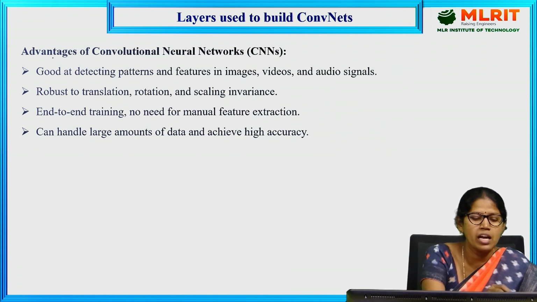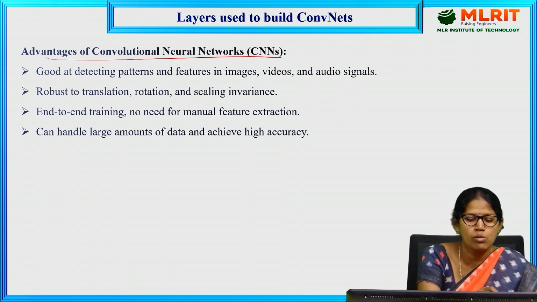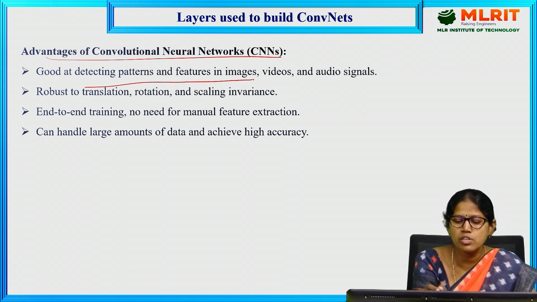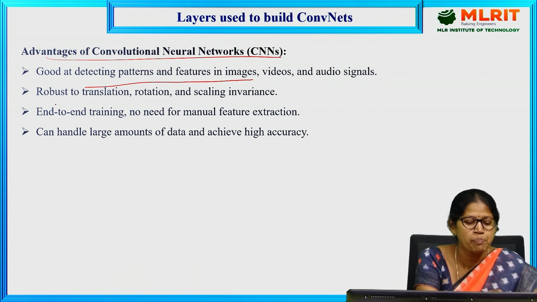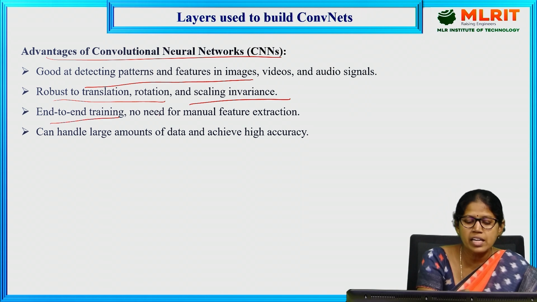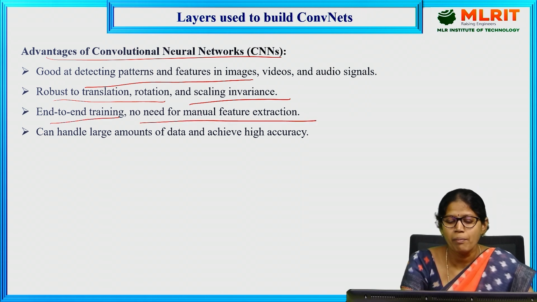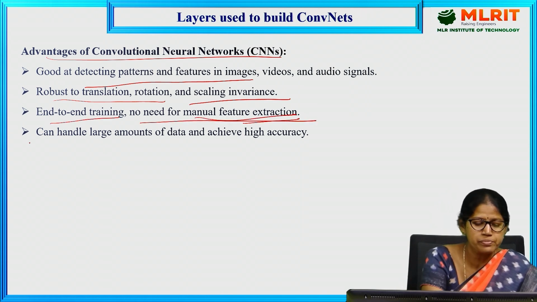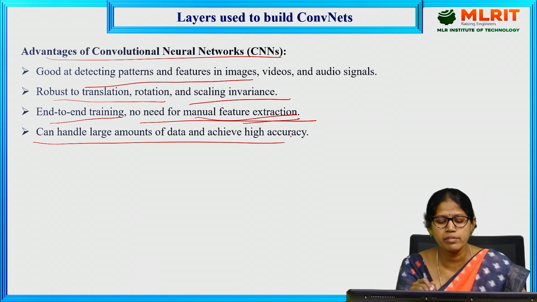Okay, let's see the advantages of CNN. Good at detecting patterns and features in images, audio, video, text, etc. Robust to translation, rotation, and scaling invariance. End-to-end training, no need for manual feature extraction. Can handle a large amount of data and achieve high accuracy.